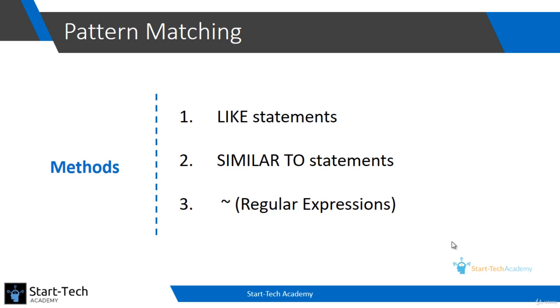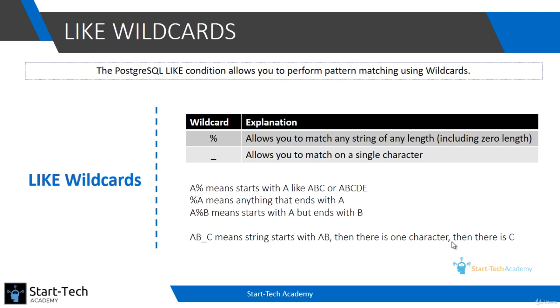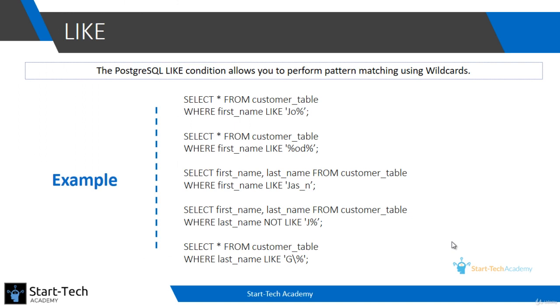So let's start with the LIKE operator. There are two wildcards in the LIKE operator. First is the percentage symbol and second is the underscore symbol. The percentage symbol allows you to match any string of any length, whereas the underscore symbol allows you to match only a single character. Let's look at some examples. We have already discussed this in our previous videos, so in this video we will only be discussing it and not executing it in pgAdmin.